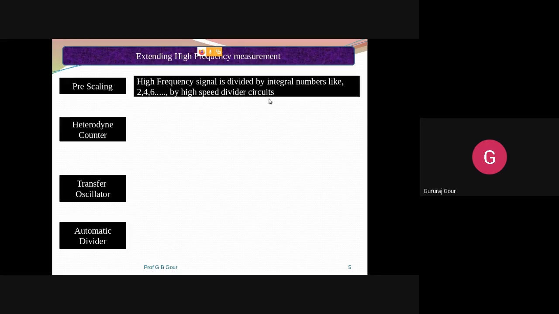So they are using the same concept here, dividing your high frequency signal successively by these numbers. First they divide it by 2, next whatever output they get they divide by 4, next whatever output they get they divide by 6, like that. That is called pre-scaling. The same thing we are doing there.